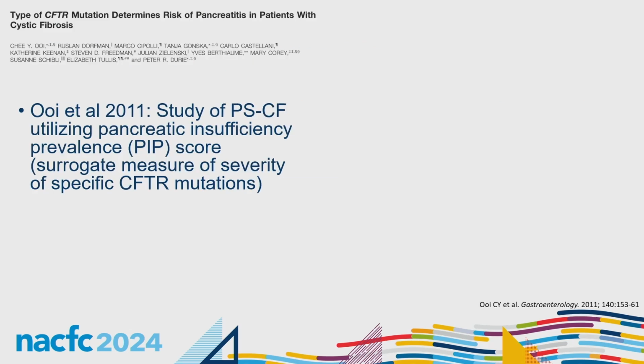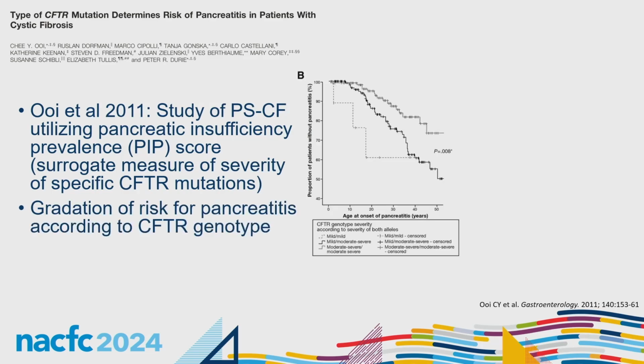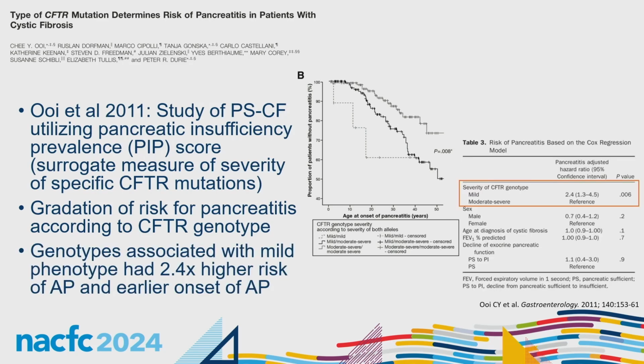How about when we look specifically at pancreatitis in persons with cystic fibrosis? This seminal paper from Ooi et al. in 2011 looked at the study of pancreatic sufficient cystic fibrosis utilizing pancreatic insufficiency prevalence, or PIP scores, which is a surrogate measure of severity of specific CFTR mutations. They found a gradation of risk of pancreatitis according to the CFTR genotype. Specifically, genotypes associated with mild phenotype had a 2.4 times higher risk of pancreatitis compared to genotypes associated with moderate to severe phenotypes.